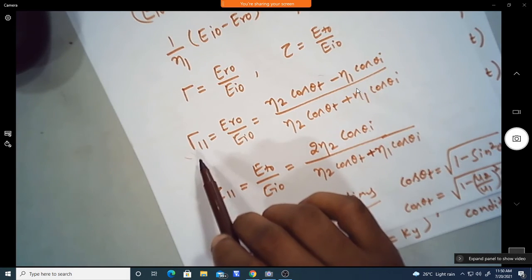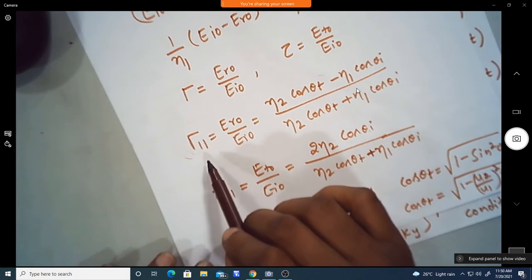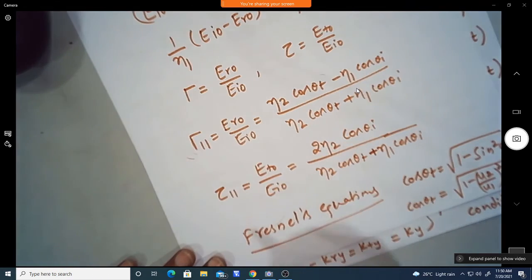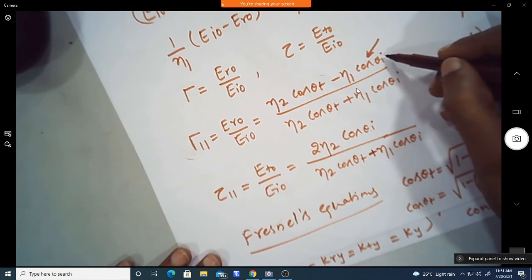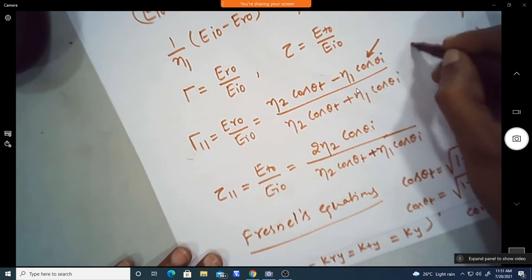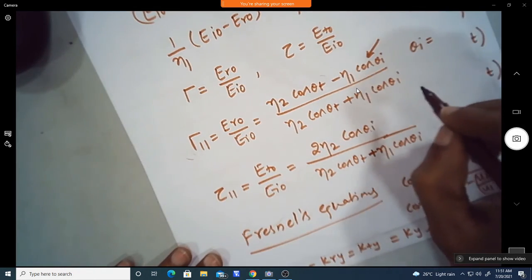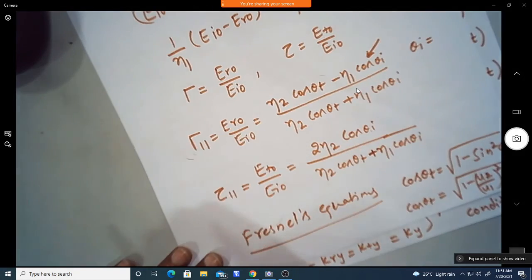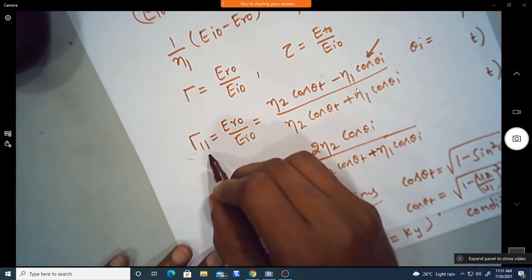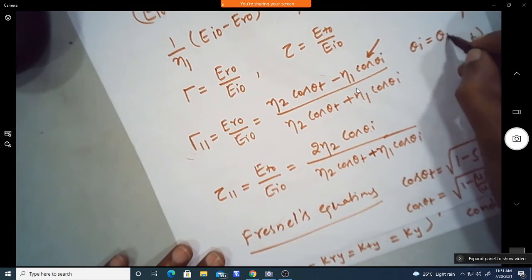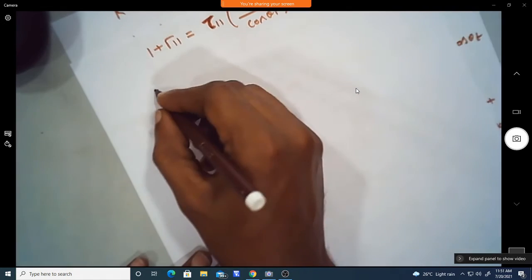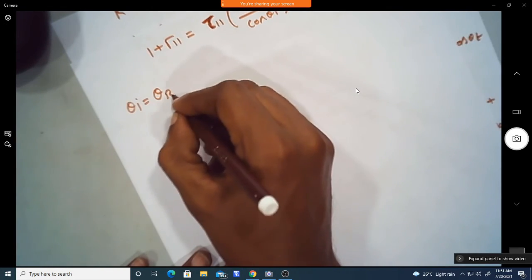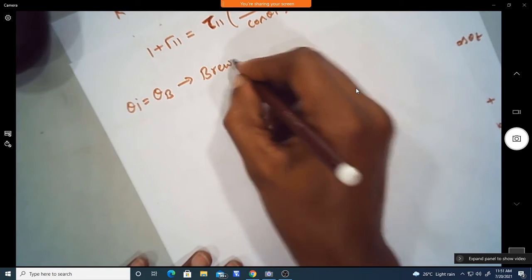So in which condition will this gamma parallel become equal to 0, or the reflected component become 0? At a particular value of the angle of incidence, if I set the incidence angle theta I to that value, then gamma parallel will become 0. Where gamma parallel becomes 0 at a particular angle, we call it the Brewster angle, theta B, where theta I equals theta B.